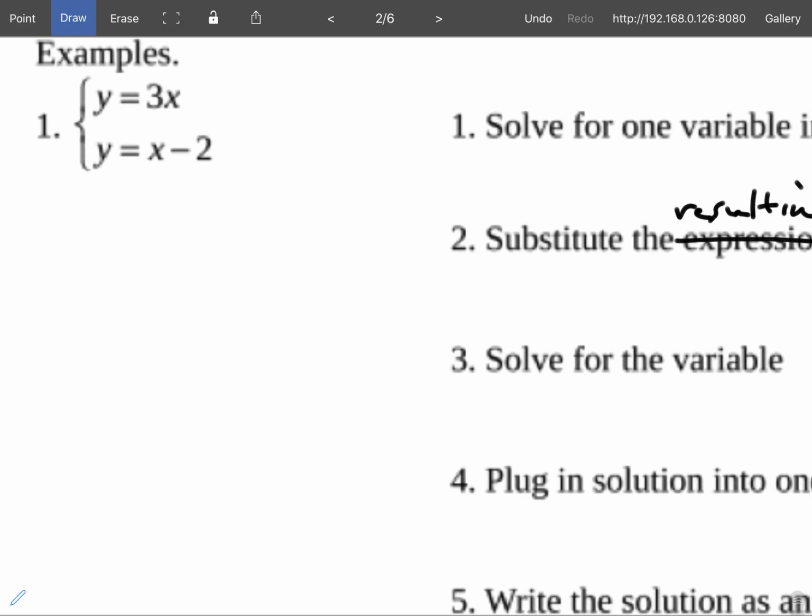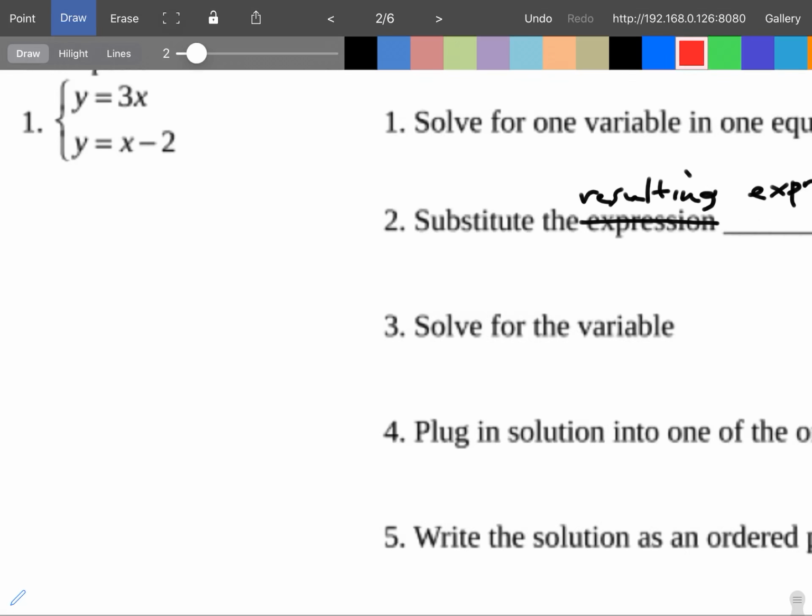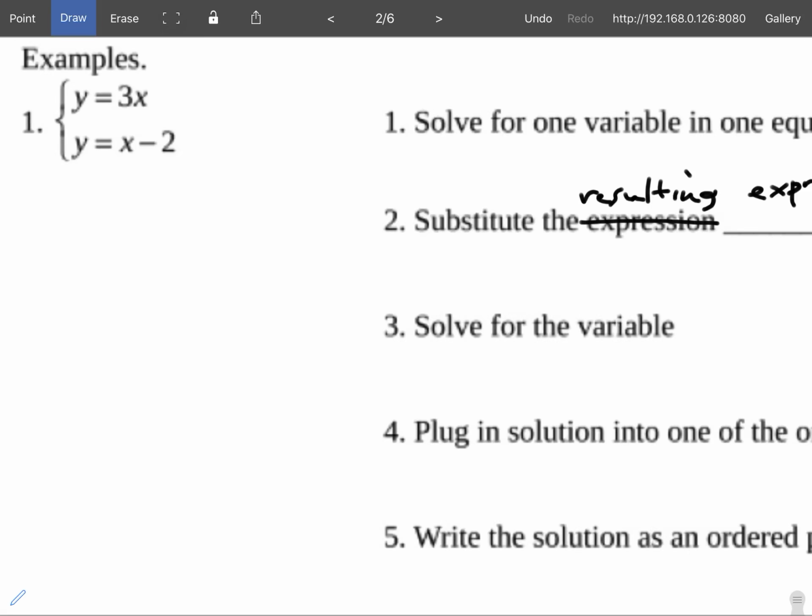Okay, so example 1. Well, the first step over there says to solve one of the equations for one of the variables. Well, these equations are already solved for y, both of them. Both of them are solved for one of the variables. So all you have to do on this one is, if y is equal to 3x, you can take that 3x and you can plug it into the other equation where the y is.